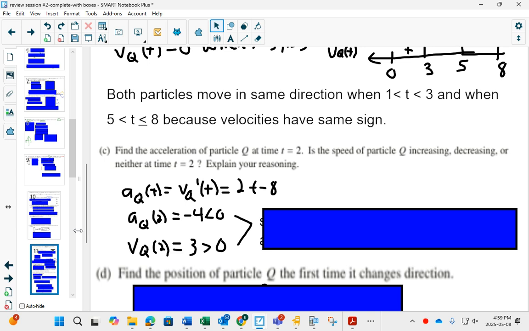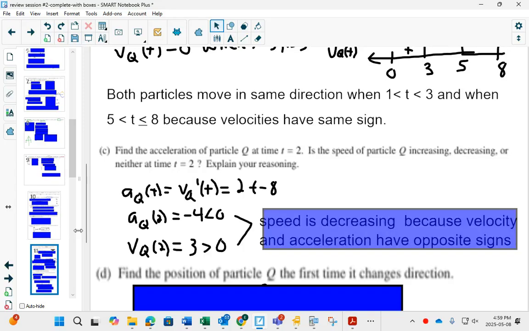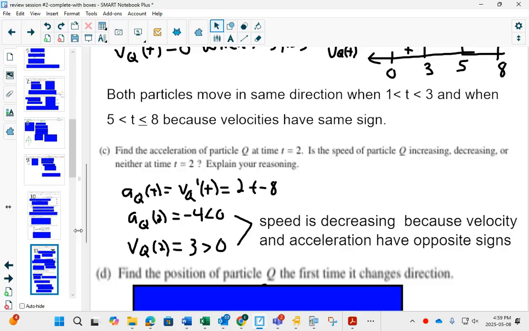We also can plug in 2 into the velocity equation, and we get 3. One of them is positive, one of them is negative. So we know that the speed is decreasing because they have opposite signs.